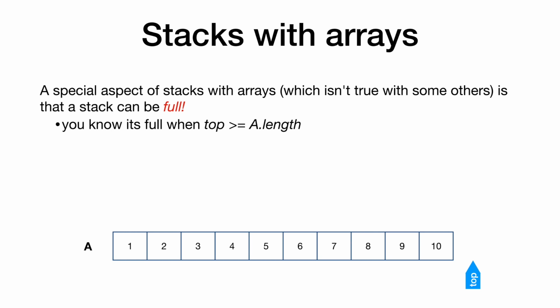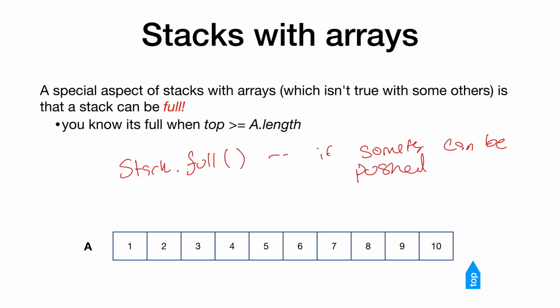So we might want to add a function, stack dot full, that tells us if something can be added. And we would have to check that before we push anything. Your push method might call on this stack is full just to make sure, just like your pop might call on is empty.